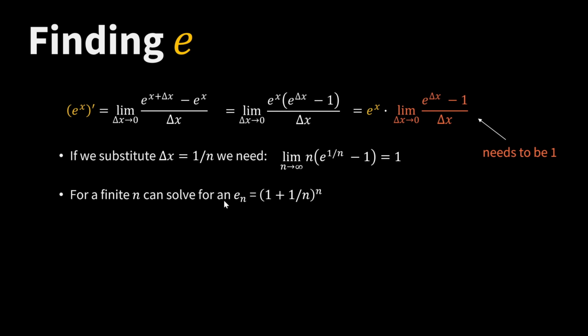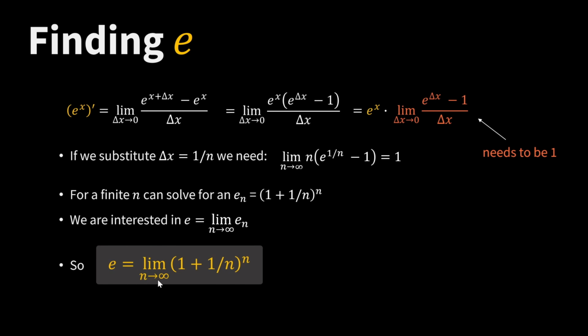Now let's have a look at a finite n. For any finite n, we can solve this equation. For a finite n, we get e_n equals 1 plus 1 over n to the power of n. The value we are interested in, e, is the limit as n goes to infinity of e_n. So we get for e the limit as n goes to infinity of 1 plus 1 over n to the power of n. So what's the value of this limit?